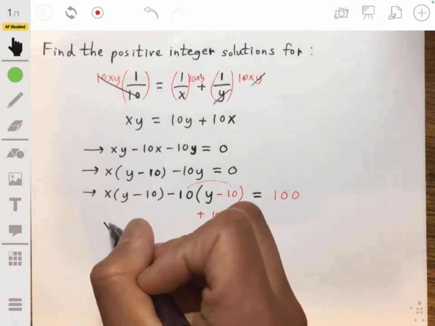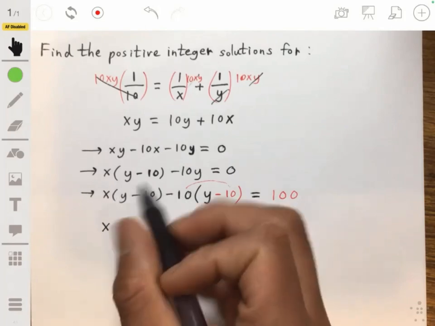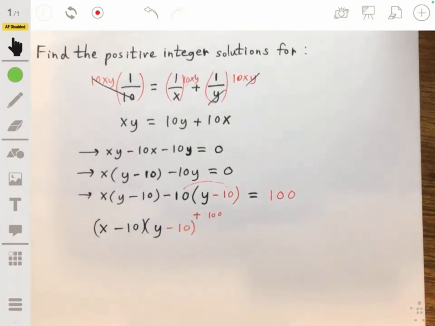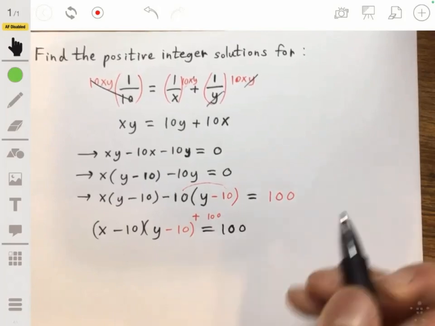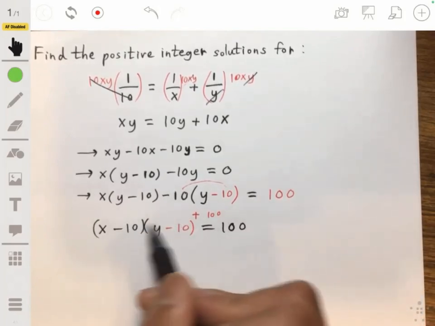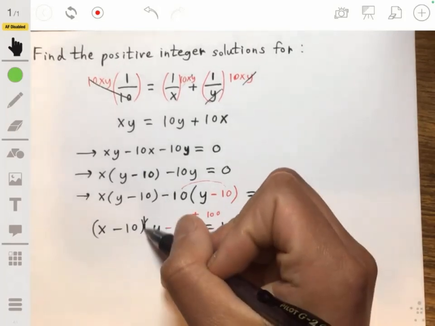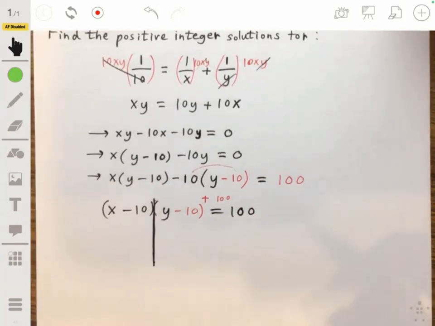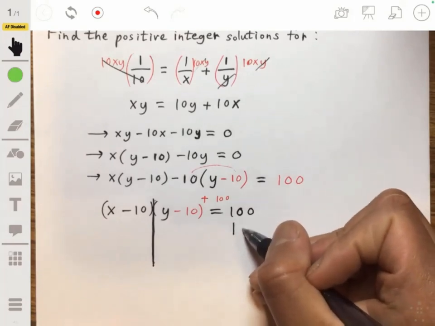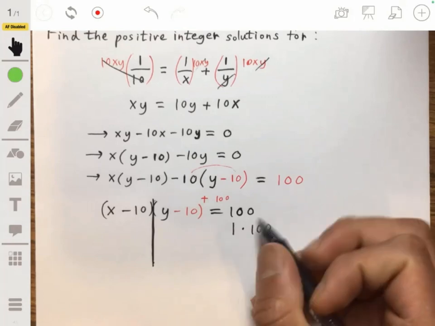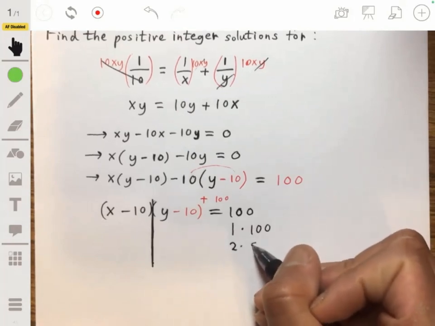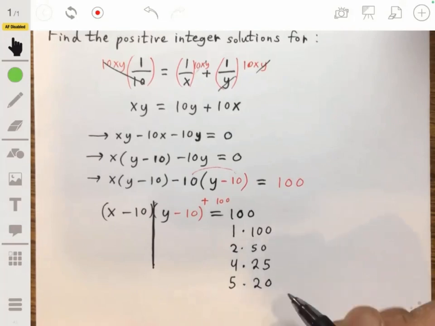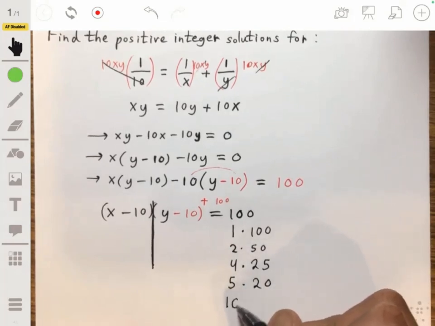So then we just get now x minus 10. We can now factor this group out, times y minus 10. That'll be equal to 100. Then with this equation, we can set this up into the product of all the factors of 100, because 100 could be broken into 1 times 100, or we can get 2 times 50, or 4 times 25, 5 times 20, and just 10 times 10.